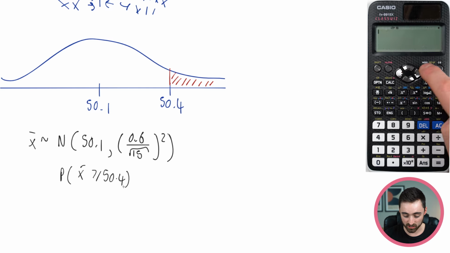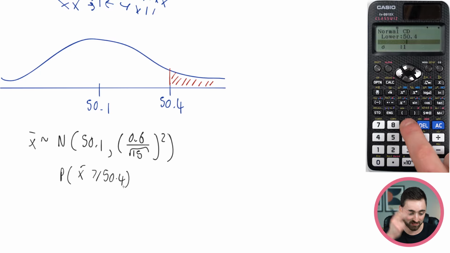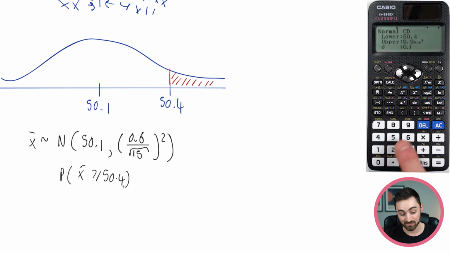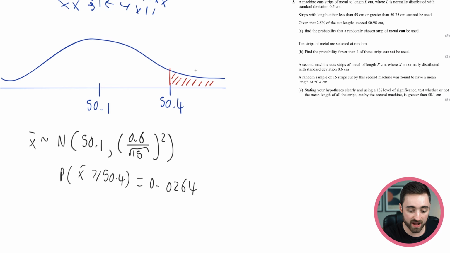Okay, so I'm going to go to distribution, normal CD again. My lower is going to be 50.4. Upper, again, something massive because it's going to infinity, so stick a load of 9s in there. Sigma is going to be 0.6 divided by the square root of 15, and my mu is going to be 50.1. Then I get this probability to be 0.0264, meaning that this probability in red is 0.0264.